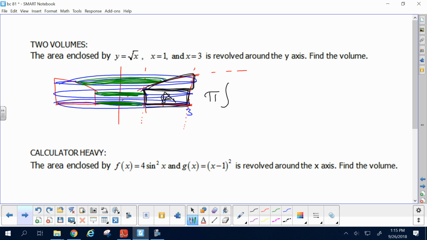I mean, it's always the same radius. It's always the same inner radius. Could you find the area of the lower region just straight up geometrically if you wanted to? Yeah. Can you still do it with calculus? Sure. Okay, so let's do it with calculus.